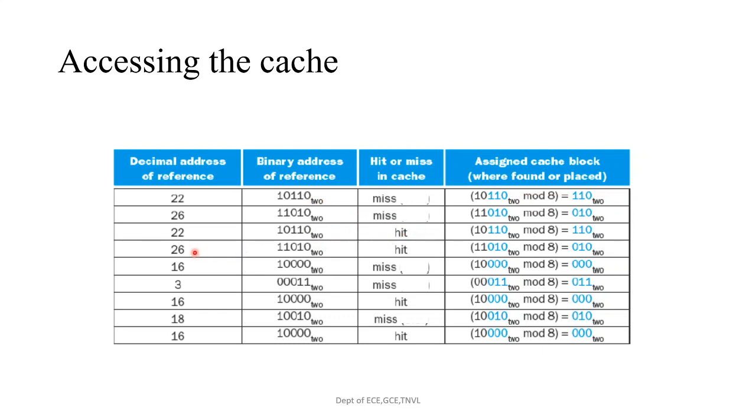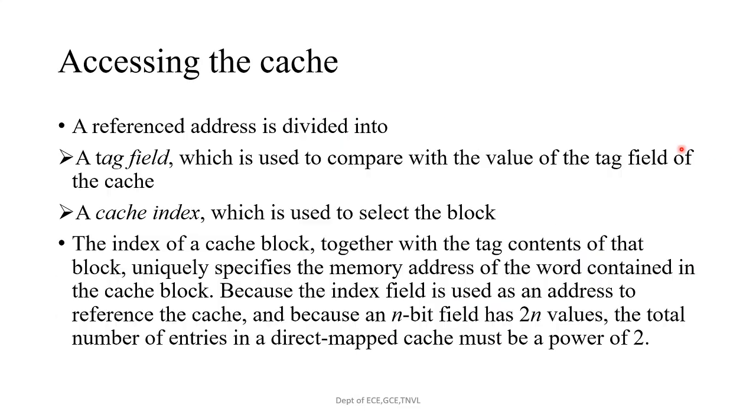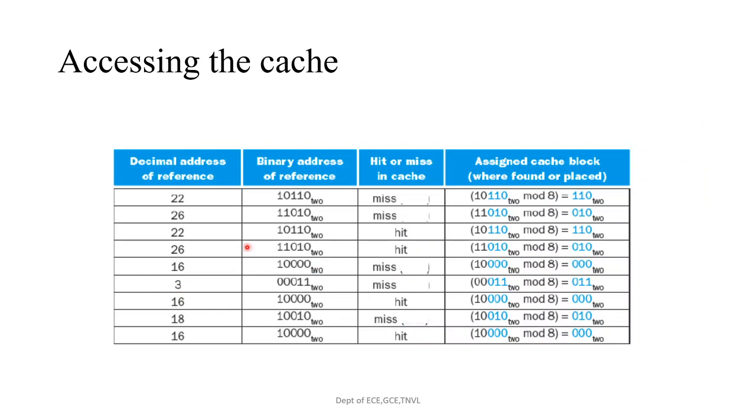Similarly, if you come to this 26, that is the decimal address of reference, that is 11010, then again the 010 cache address is mapped. Already it is mapped, and already it is holding a data. So 010 with the upper bits. If you see here, this is for 26. We have already placed the data. Hence, the fourth reference, that is the fourth address, is also a hit.